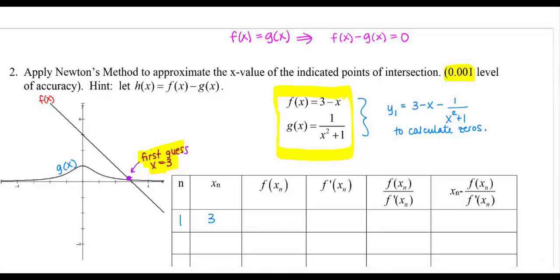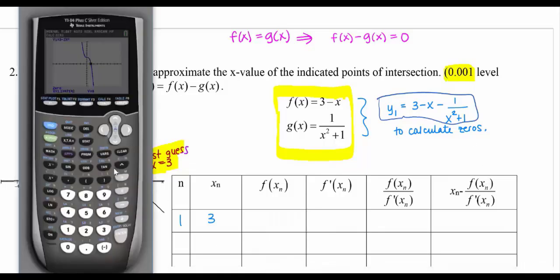So what I'm going to put into y1 is this function over here: the line 3 minus x, which was my f, minus my g. And so I will come over here and change my y equals. I'm also going to remind you how, if you don't need the algebraic derivative, you can actually let your calculator do that for you, which if you went through some of the previous videos, you might already know how to do. So there's my y equals 3 minus x minus 1 over that quantity.